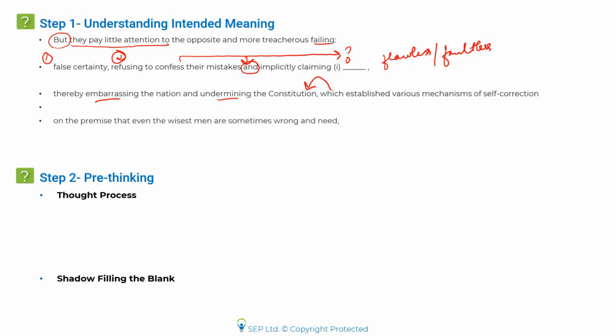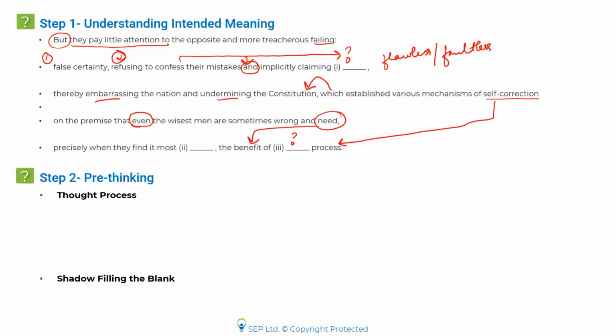All right. On the premise that these mechanisms of self correction were built on the basis that even now, for me, this "even" is important. Even the wisest are sometimes wrong and need something. What do they need? Precisely when they find it most dash, the benefit. So they need the benefit of a certain process. Which process? This process that the constitution is building in, probably. And they need it when they find it most what?